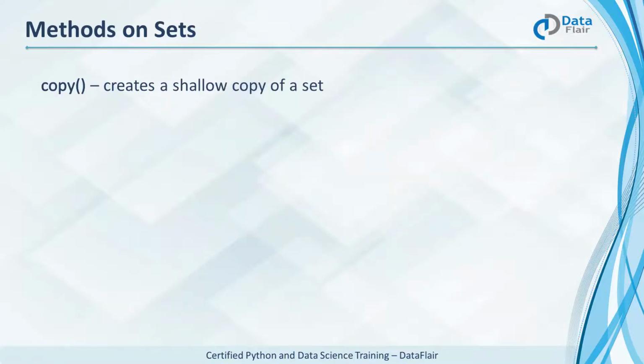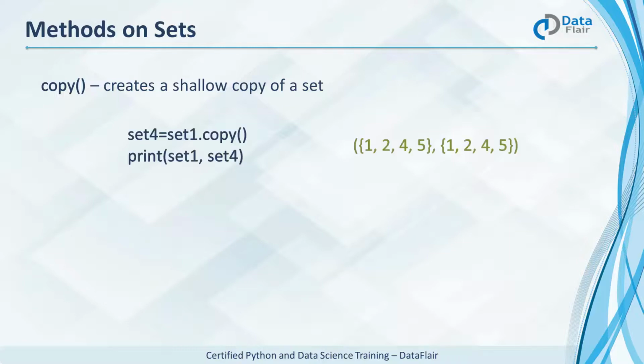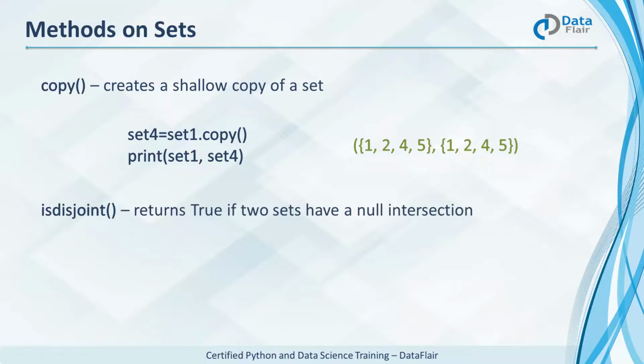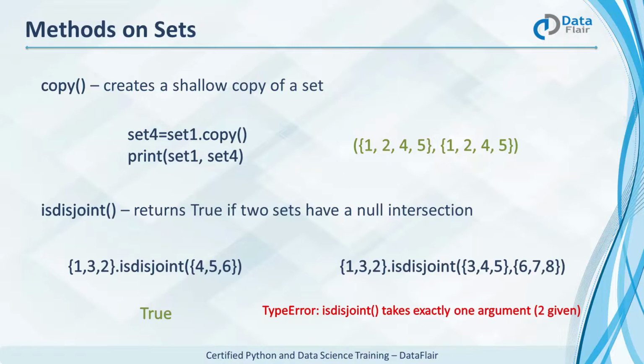These were functions and they do not alter a set except for the update functions. Now let's talk about methods. Copy creates a shallow copy of a set. Shallow copy of set 1, call it set 4. Is disjoint returns true if two sets are disjoint and have nothing in their intersection. These sets are disjoint, but we cannot pass more than one argument to this method.